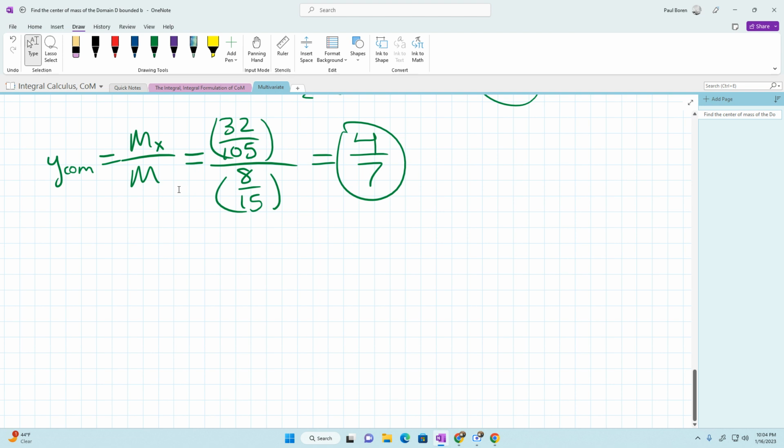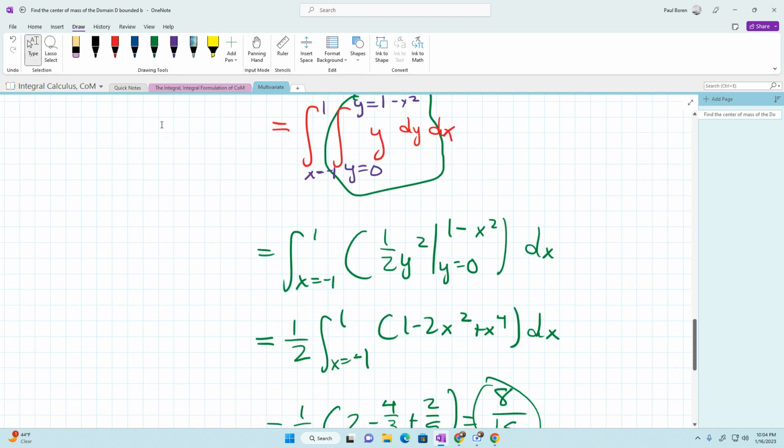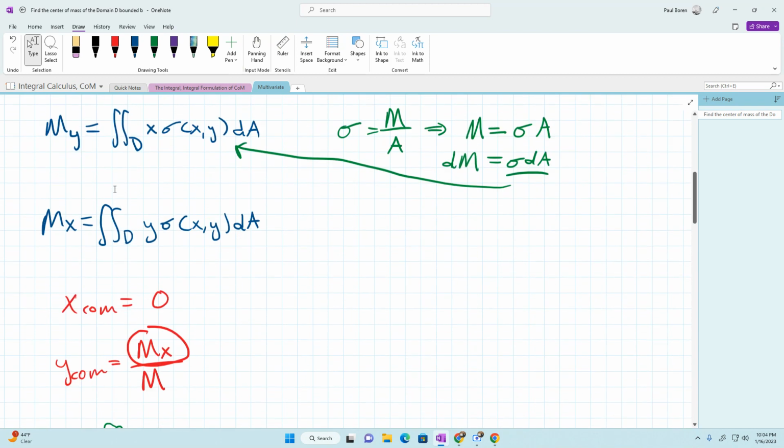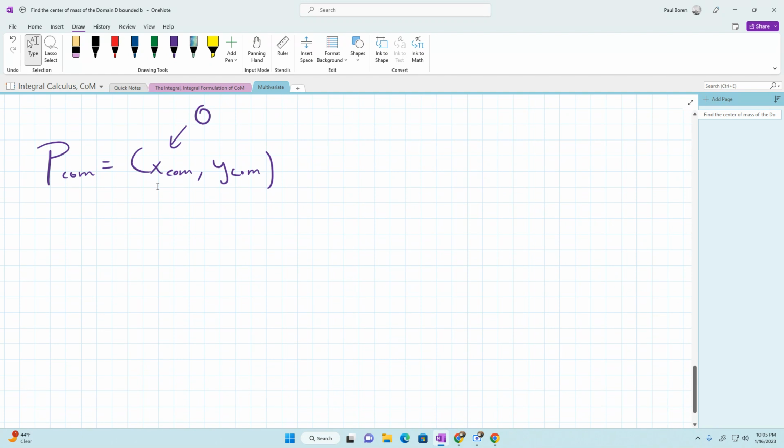Double check if I'm wrong on this, but I think that our y-coordinate for our center of mass should be 4/7. So what we found is that the point of our center of mass is our x-coordinate of our center of mass, comma, our y-coordinate of our center of mass. We determined that the x-coordinate is 0 by symmetry. This thing is nice and symmetrical about x equals 0, the y-axis, so we can assume the x-coordinate should just be 0. And then we calculated what the y-coordinate should be. So our position for our center of mass is going to be 0, 4/7.